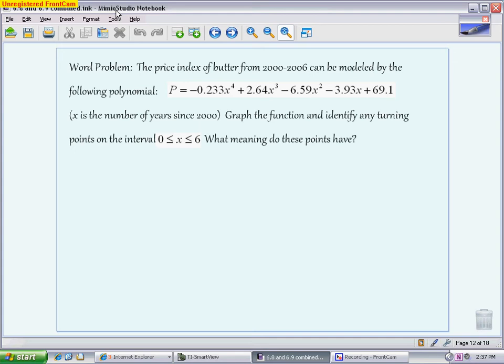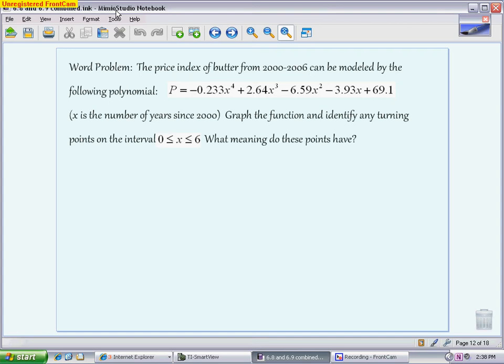So in this particular word problem, we have an equation that's representing the price index of butter in a 6-year period from 2000 to 2006, given that particular polynomial. X is representing the number of years since 2000. It's asking us to graph the function and to figure out if we have any turning points from 0 to 6, and then trying to understand what is the meaning, what real life application do these turning points have.